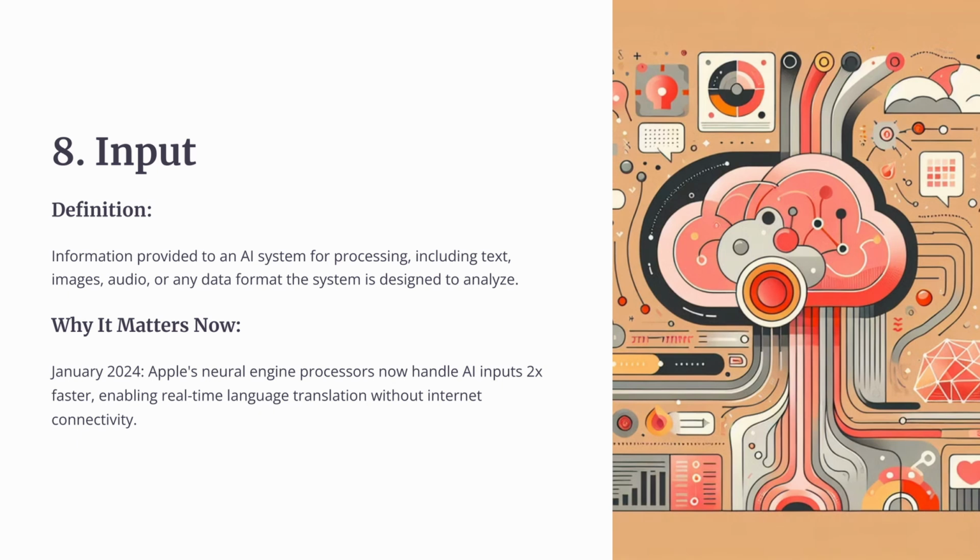Input is information provided to an AI system for processing, including text, images, audio, or any data format the system is designed to analyze. Every time you speak to Siri or type a question to ChatGPT, you're providing input to an AI system. What's exciting now is how sophisticated this has become. Apple's latest advancement means your device can understand and process your input instantly. It's like removing the language barrier between humans and machines completely.